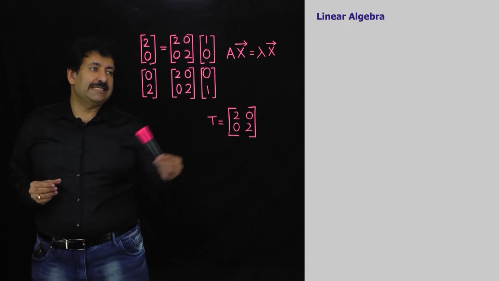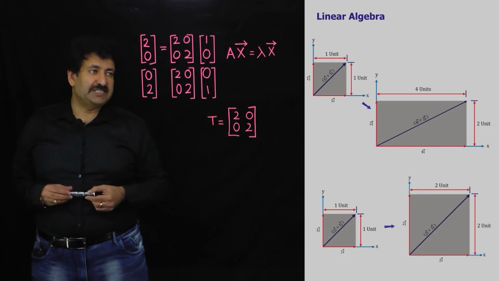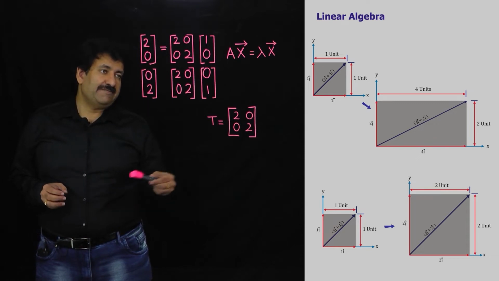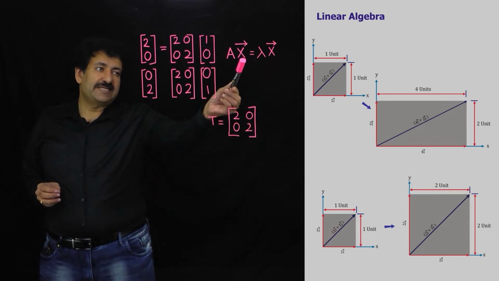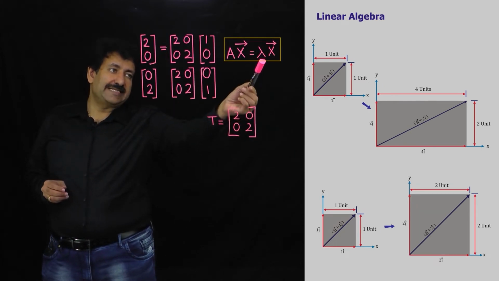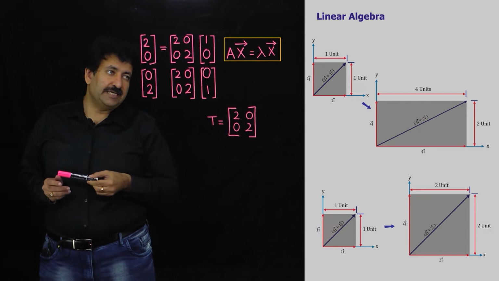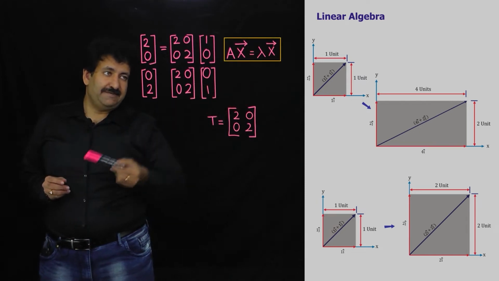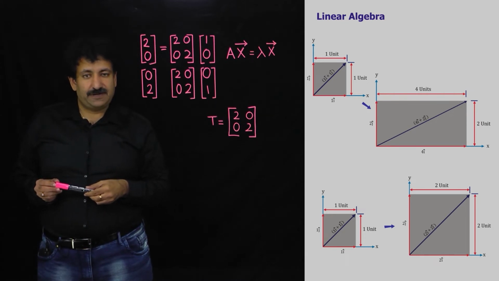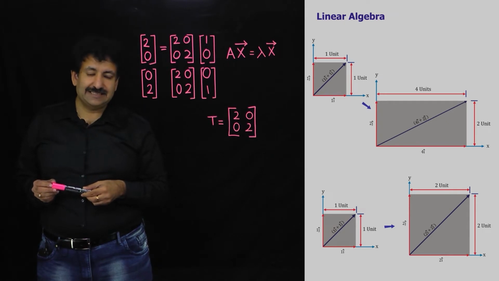Now let's look at this basic transformation. That is, we have understood very categorically in our beginners module that when a matrix operates on a vector, you get a scaled vector. Of course, a scalar multiplier lambda is used here. It multiplies the vector. Now let's try and adopt this idea in the context of transformation of two-dimensional entities.